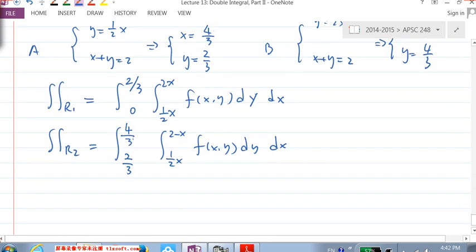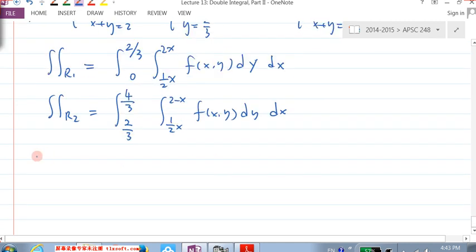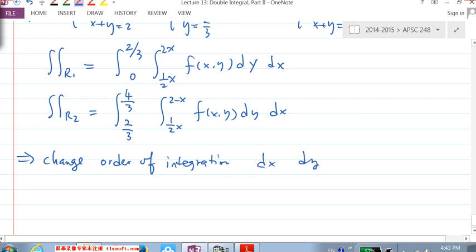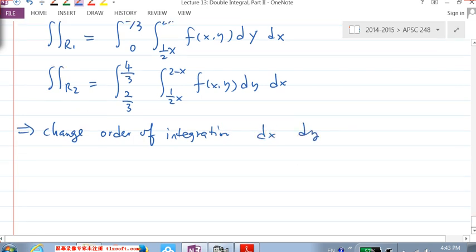Okay, that's it. I want you to make use of the rest of the time. Can you change the order? If I change the order to integrate with respect to x first, so dx dy, what would be the limits, and how would you separate this R?